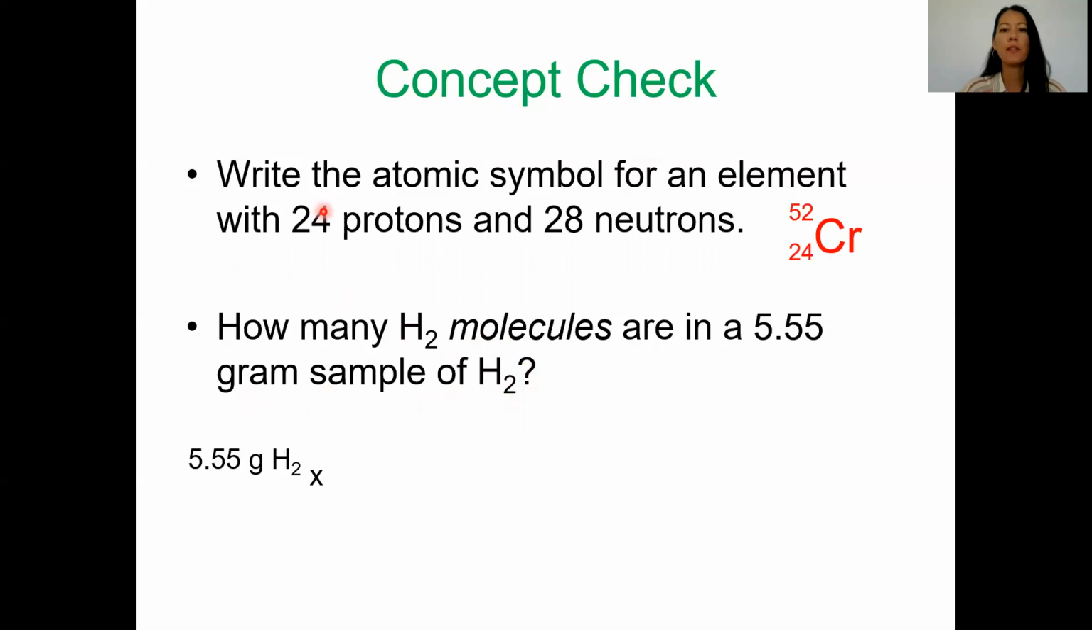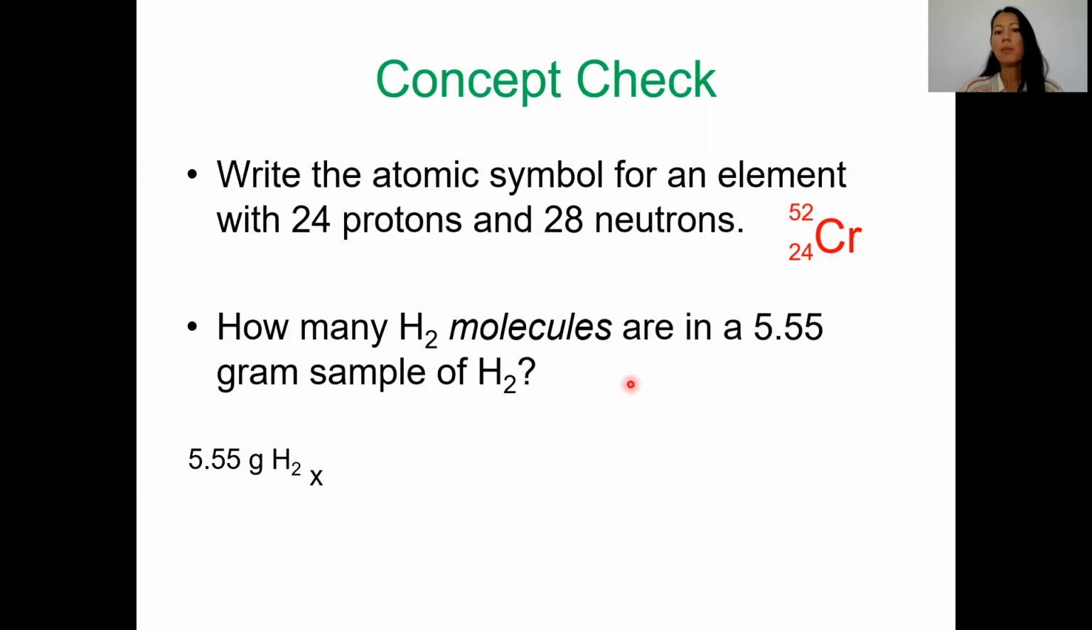So the first says write the atomic symbol for an element with 24 protons and 28 neutrons. The protons identify the element. So you go to the periodic table, you go to the big atomic number, and it may be on the top, it may be on the left, and you find 24, it's for chromium, and you put that in the lower left. And then the mass number is the sum of these two, 52.